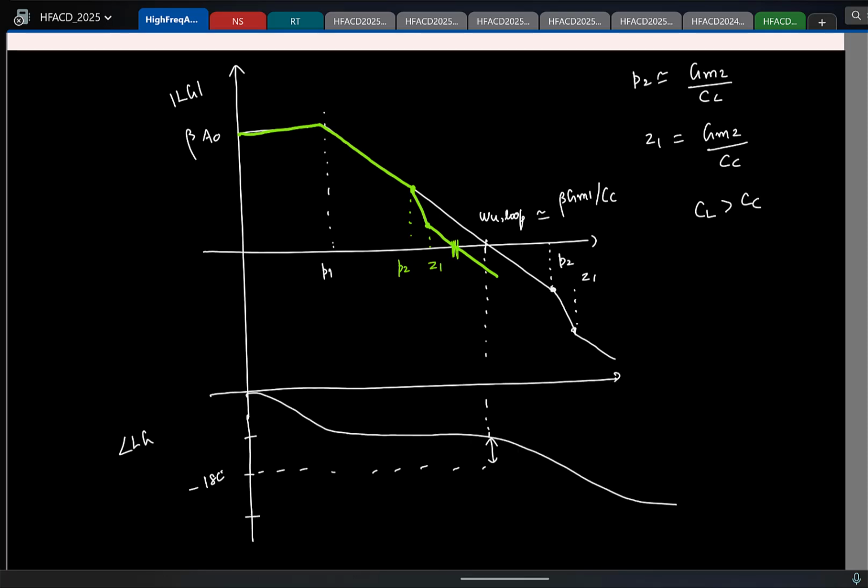So then you can say, hey, around the unity loop gain frequency, what is the slope now? It's minus 20 dB per decade. So it's a first order system. My system is stable. Is that correct? Why not?